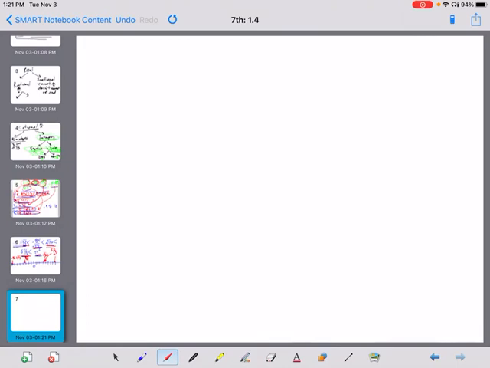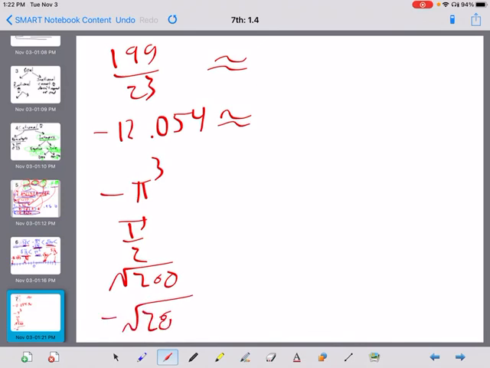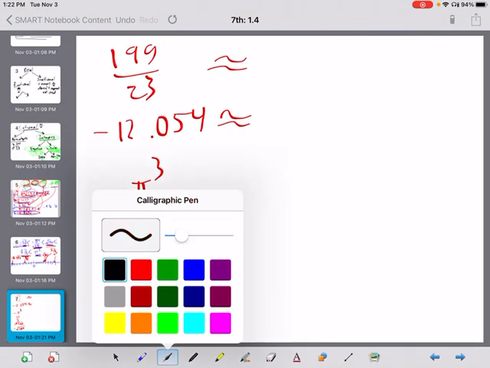So 4, you've got 199 over 23. And then I'm going to fix my mistake from before, negative 12.054. I would recommend you write them the same way, going down, so you can say this equals about that, this equals about that, and so on. Negative pi cubed, pi over 2, square root of 200, and negative square root of 289. So we've got a lot of them on here. I'm going to switch to black.